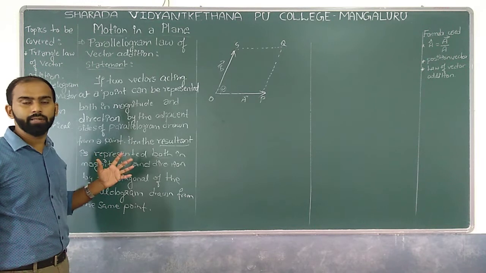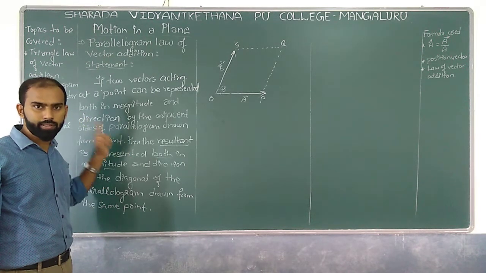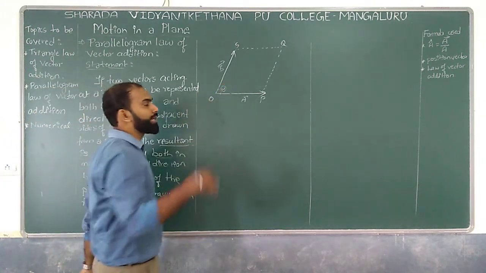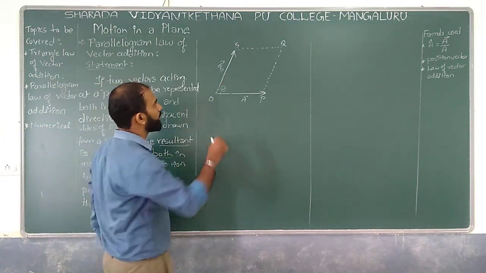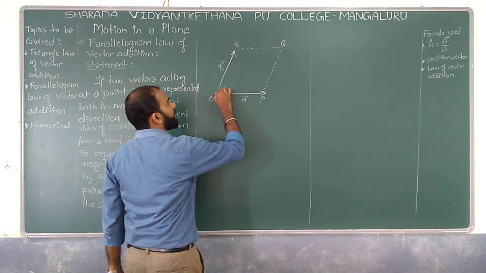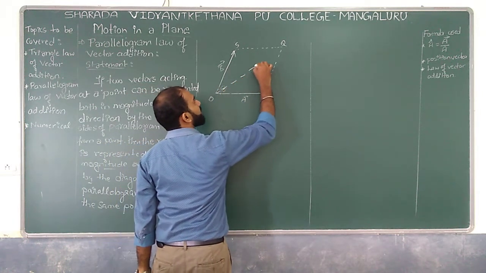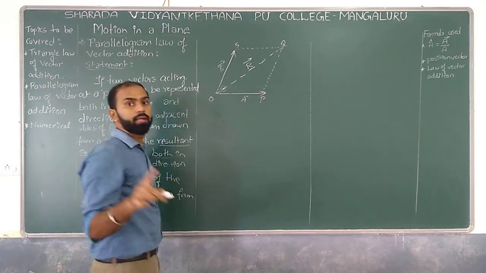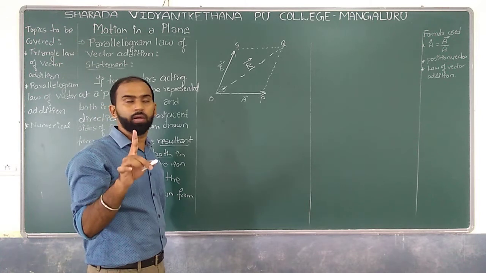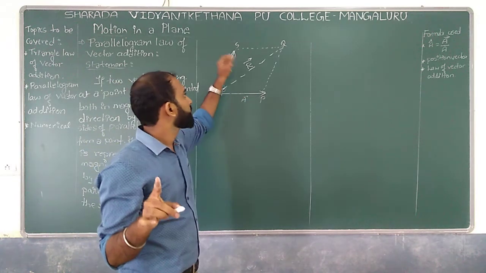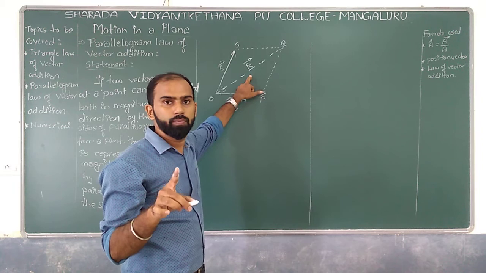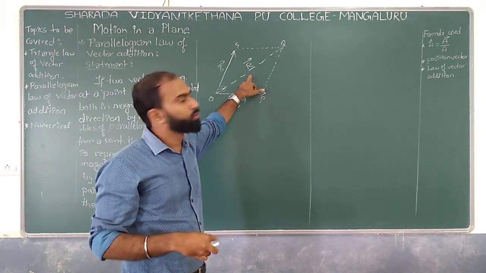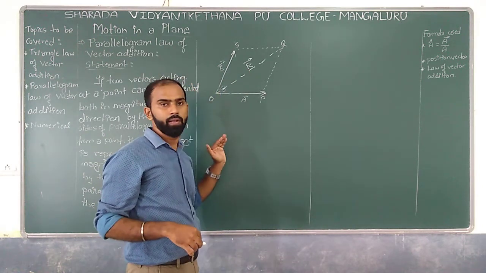According to the parallelogram of vector addition, the resultant gives the diagonal of the parallelogram. What is the diagonal of the parallelogram I can have here? This is the diagonal of the parallelogram, and this gives what? The R vector gives the resultant vector, that is, the diagonal of the parallelogram gives the resultant of the vectors. So this is how exactly it is.